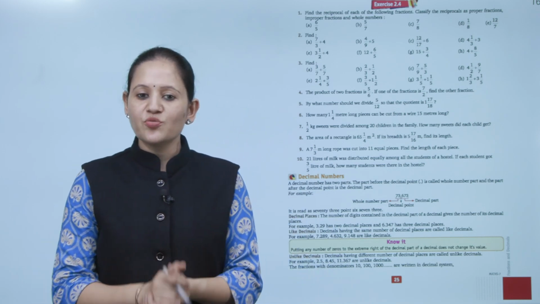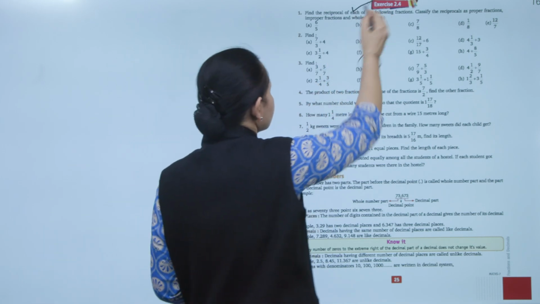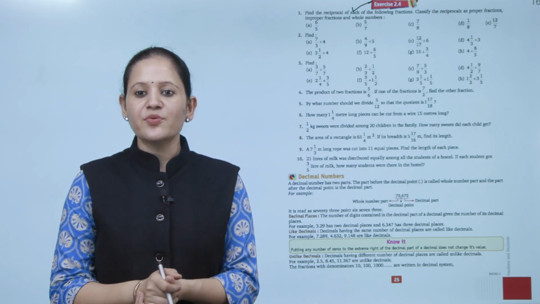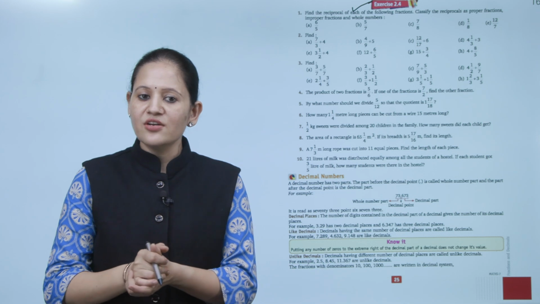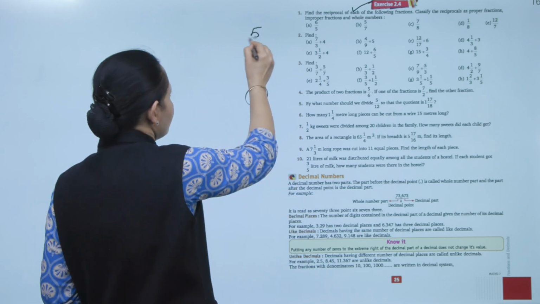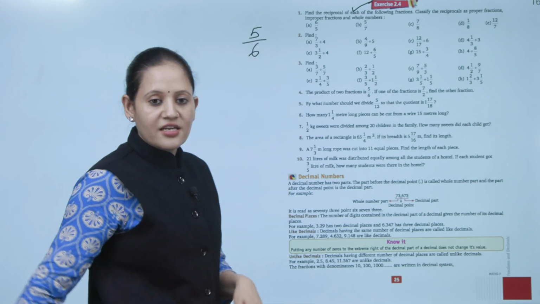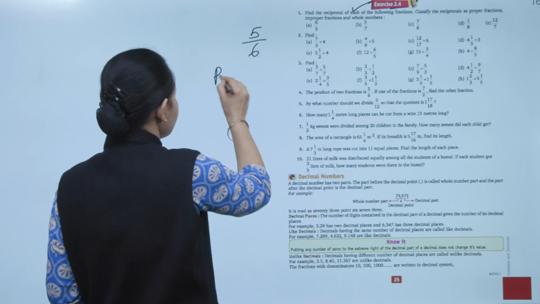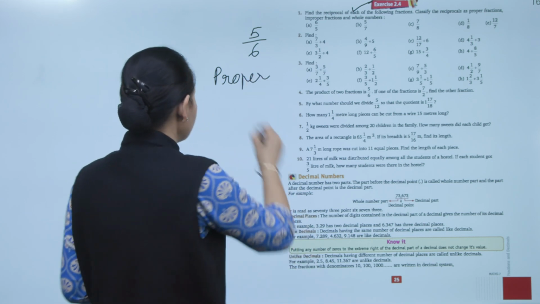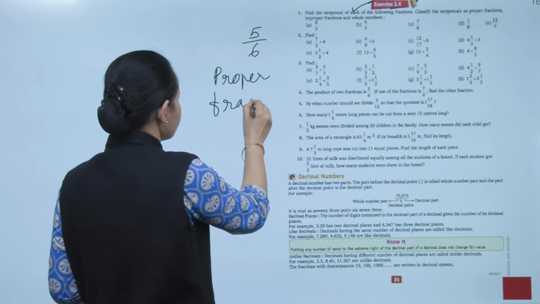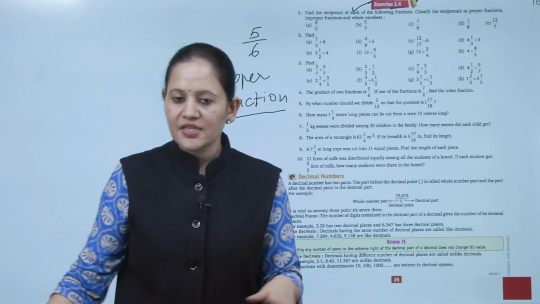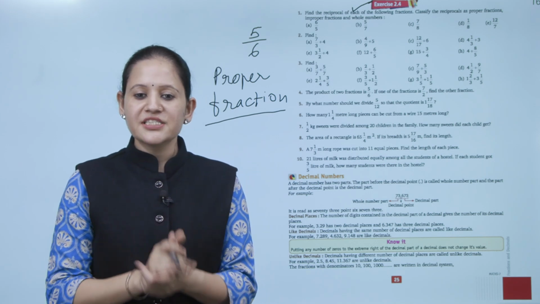Next is exercise 2.4. Find the reciprocal of each of the following fractions. Classify the reciprocal as proper fraction, improper fraction and whole number. So 6 by 5. The reciprocal will be 5 by 6. So this is a proper fraction because the numerator of the given fraction is less than the denominator. Clear? So you have to practice all the questions of this exercise.